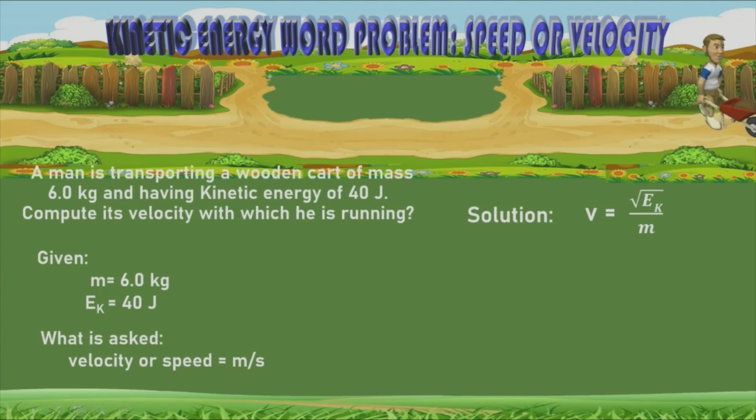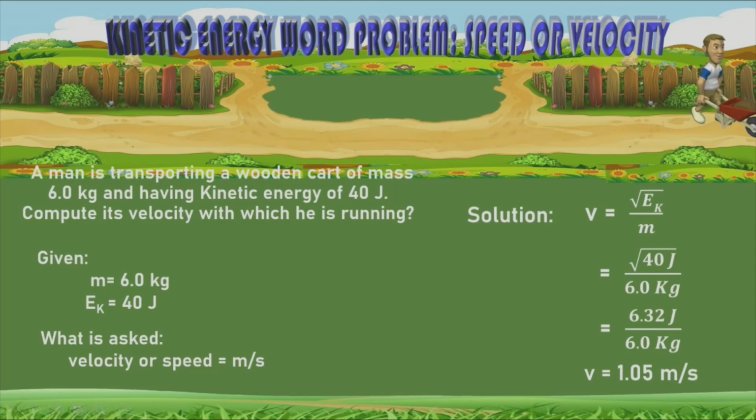To substitute the data, we have the square root of 2 times 40 joule over 6 kilogram. Find first the square root of kinetic energy. We have 6.32 and divide this by 6 kilogram so that the velocity of a man transporting a wooden cart is 1.05 meter per second.